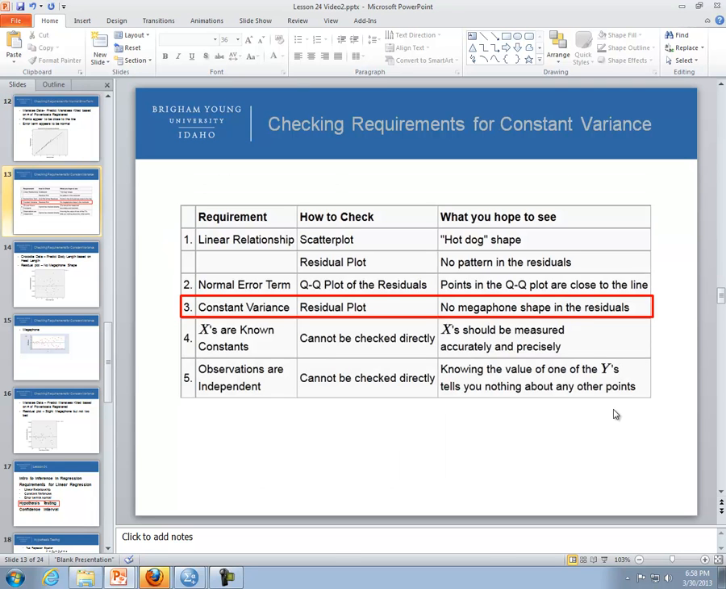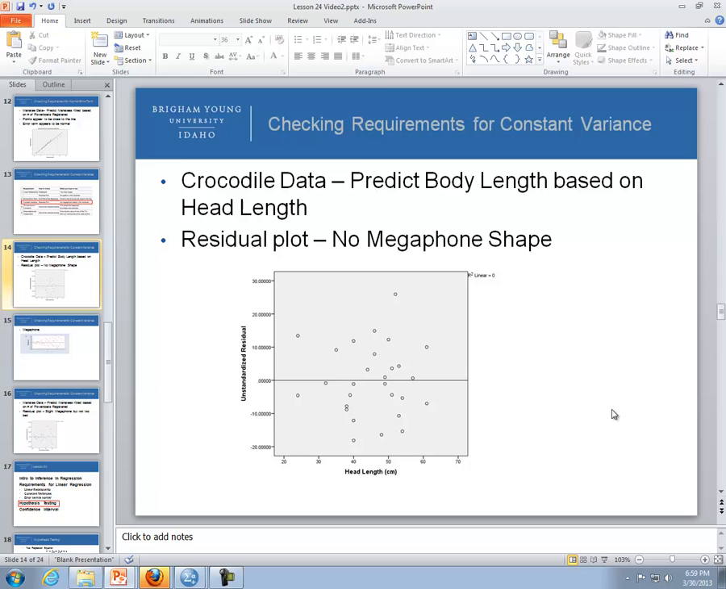Okay. So then finally, the last requirement is constant variance. So we're going to go to a residual plot again. We look to see that there is no megaphone shape. Now here's going back to the crocodile data. This is to predict body length based off of head length. Okay, and we do the residual plot where the x variable is the head length and the y variable is the residuals.